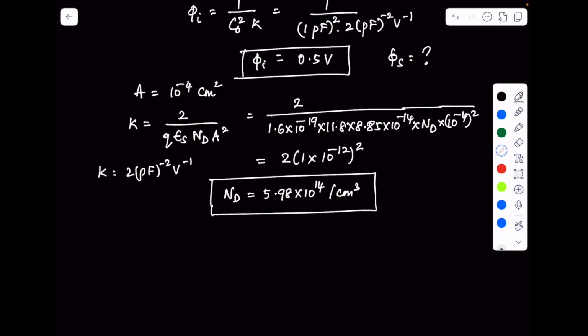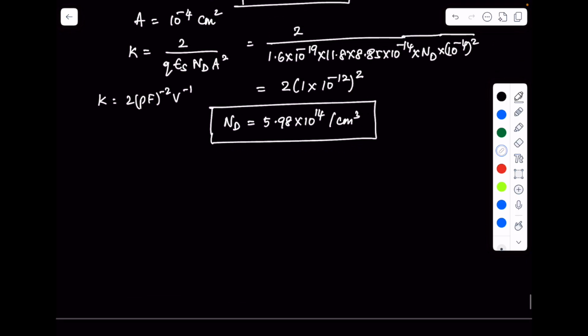So this is the doping concentration in the semiconductor side of the Schottky diode. Now I need to find φ_s. Remember, this is E_C, E_V, and this is your E_i. It's an N-type junction, so your Fermi level is going to lie somewhere here.